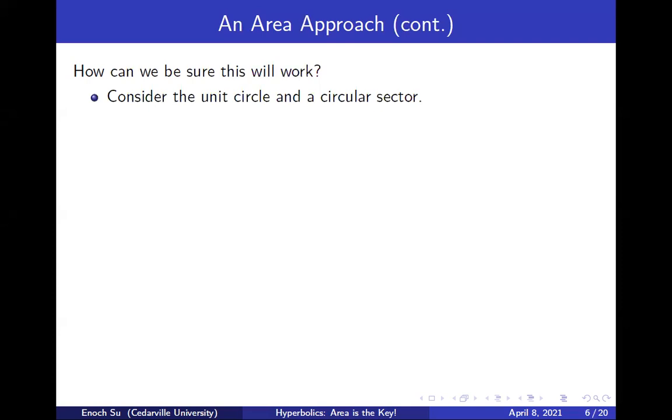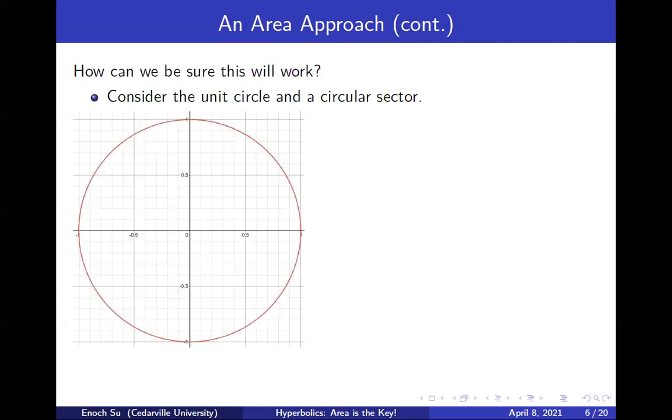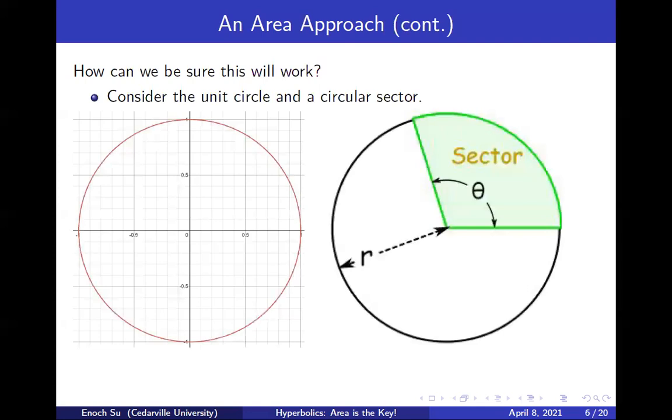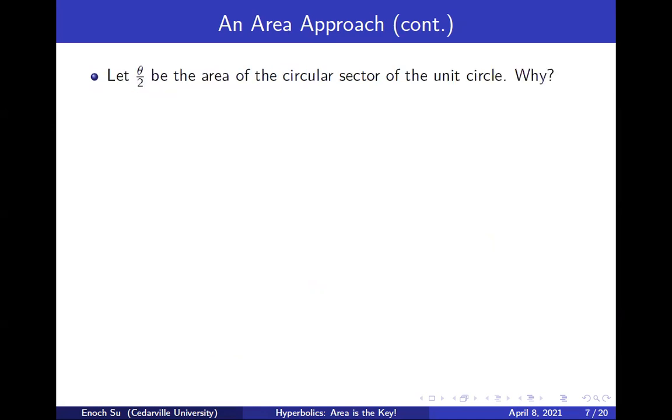Well, let's go back to our polar trig and figure this out. We first of all consider the unit circle, which is a circle centered at the origin with radius 1, and a circular sector, which is formed by taking an arbitrary point x comma y on the unit circle and drawing a line from there to the origin. And then from the origin, we go out to x equals 1. The area inside it we shade, and that is our sector. We're going to let theta over 2 be the area of the circular sector of this unit circle.